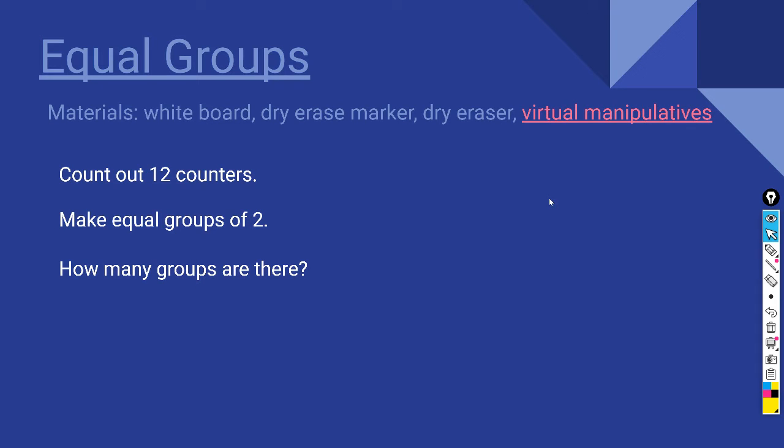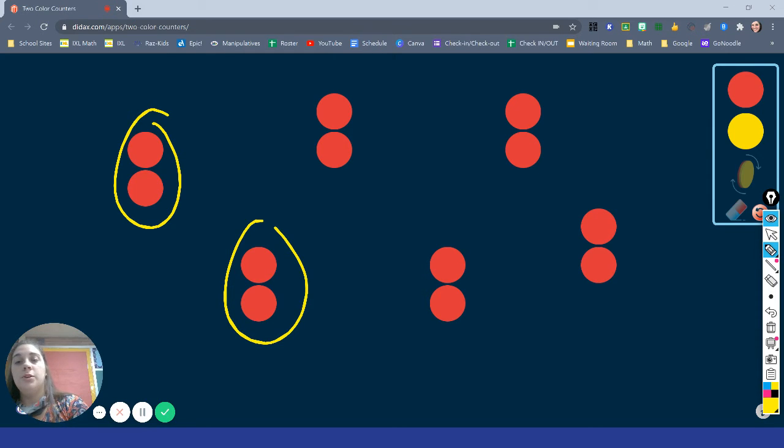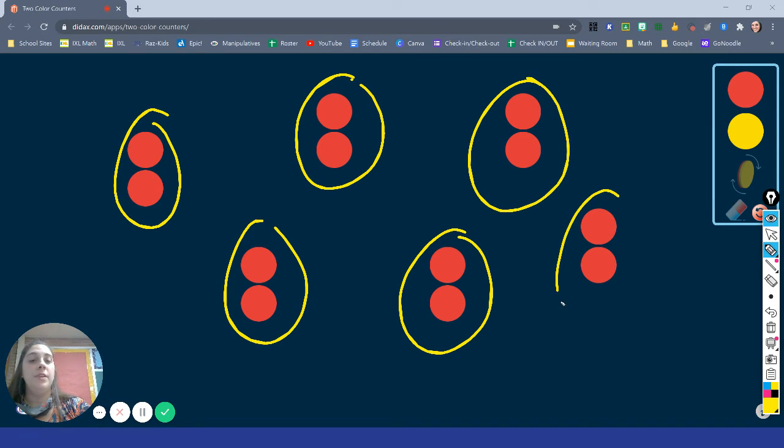Now, how many groups are there? So go ahead and count how many groups there are, and now is where you're going to use your whiteboard. Write it on your whiteboard, and when you have that answer, go ahead and hold it up to the camera. Good, so we have 6 groups. So if we count them, 1, 2, 3, 4, 5, 6. We have 6 groups.